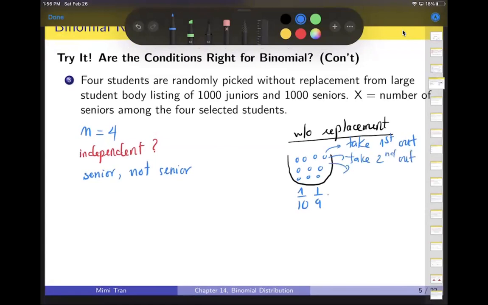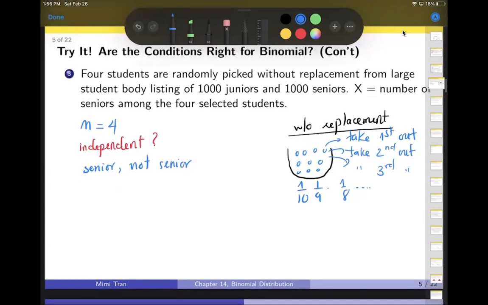What about the third? Well, 1/8, right? Because there's 8 balls left in there. And then on and on, right? So as you see, without replacement, the probability changes each time you take out a marble, right? So for without replacement, it's not independent because the probability changes.